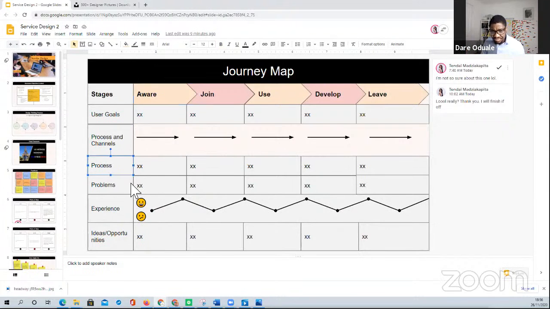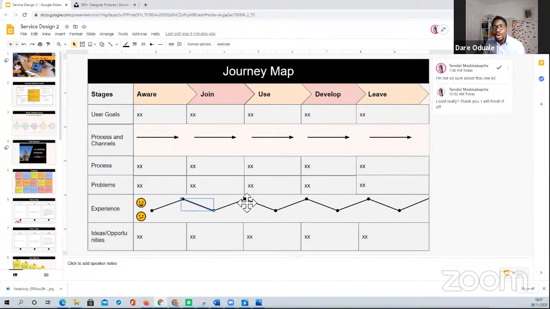So then problems. What are the different problems that people are reporting at those different levels? You capture the problems that they are having at those different levels. Then the experience. This graph here is just a demo, yeah? So what we're saying here is that if the person is happy, the point will be up. If they're not very happy, it will be low. So you can map it and say, at this point they're happy, at this point they're not happy. It doesn't have to be up and down, up and down.